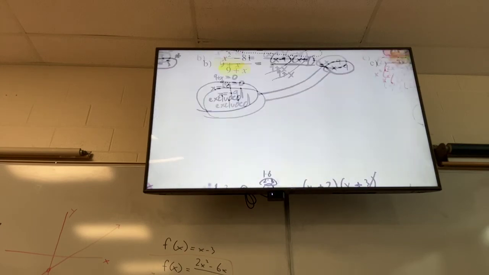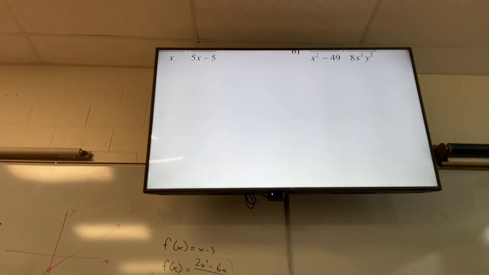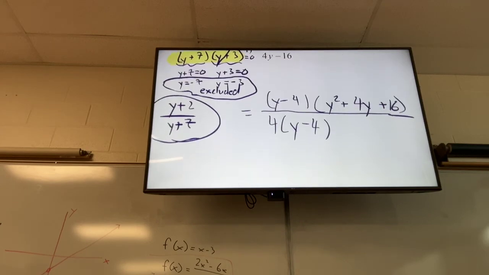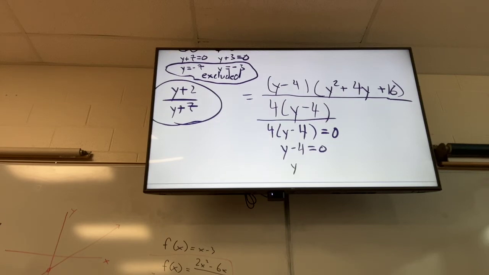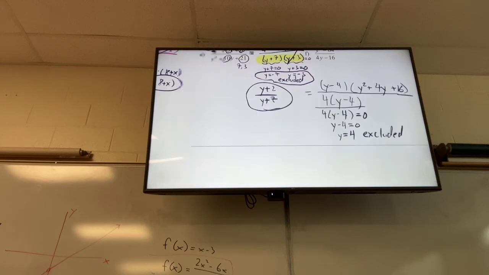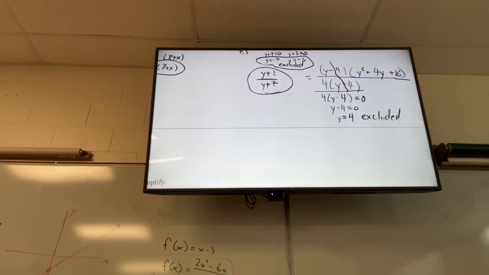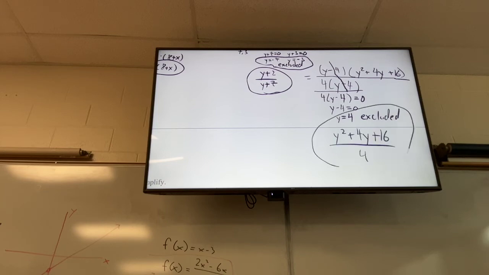So I factored the top and bottom using SOAP. And then my excluded value right here, I set the bottom equal to 0, so that gives me 4 times y minus 4 equals 0, so y equals 4 gets excluded. Okay, and then when I cancel those, my final answer is y squared plus 4y plus 16 all over 4 with y equals 4 excluded. Okay. I just went through that one.